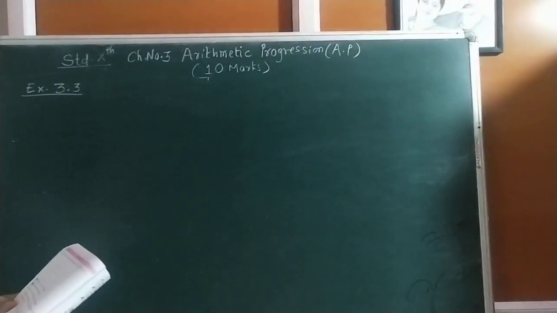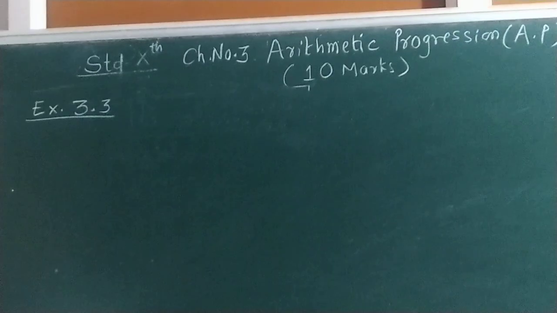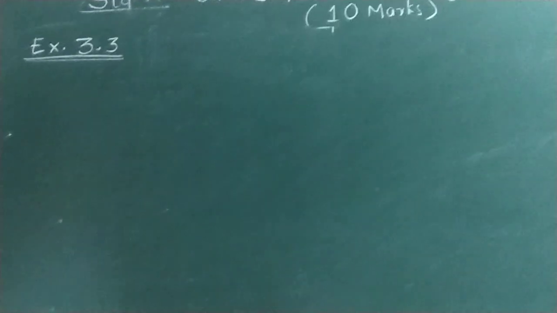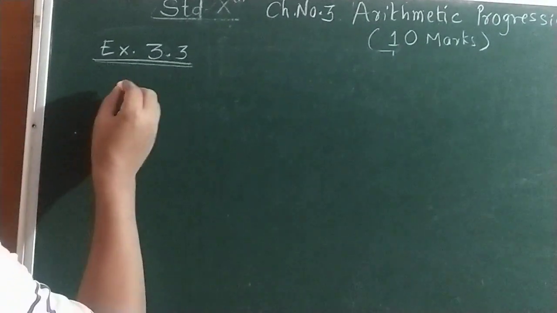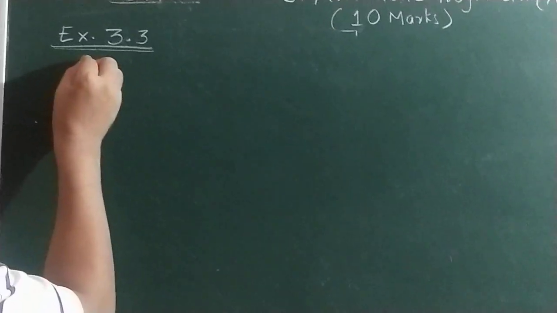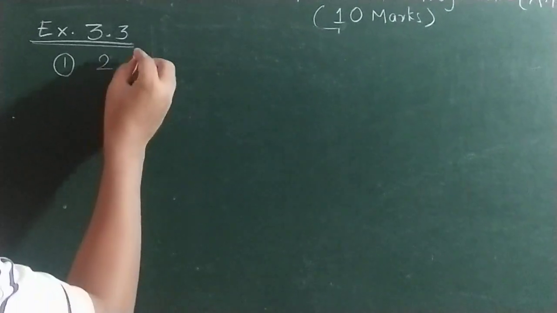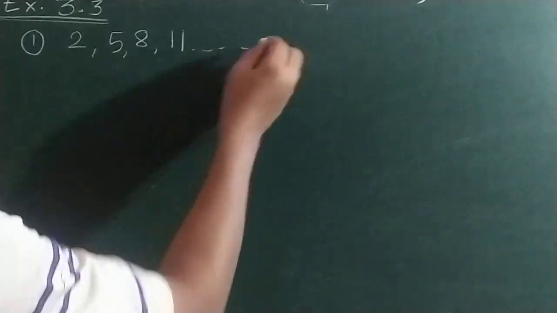So students, last time we completed practice set 3.2, now practice set 3.3. For starting this exercise, we have to know two important formulae. Some, for example, I'm taking an example. This is an AP: 2, then 5, then 8, then 11, and so on.